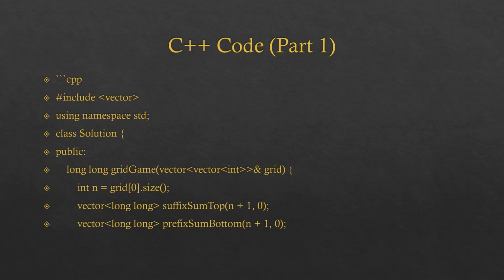Here's the C++ code for the solution. We start by defining the suffix and prefix sum vectors, which will store the computed sums for the top and bottom rows. We loop through the grid to compute the suffix sums for the top row and the prefix sums for the bottom row.